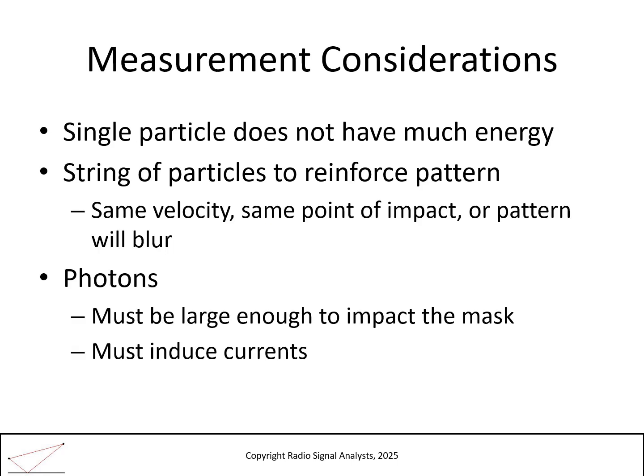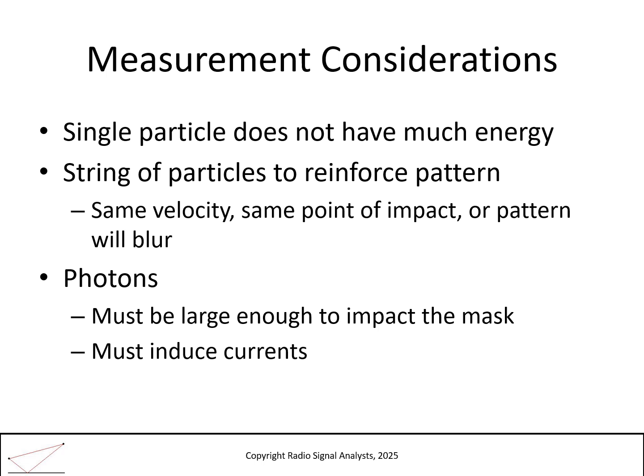A single particle does not have much energy, so measurement of the interference pattern in the presence of noise can be very difficult. It may be necessary to repeat the experiment to pull an average signal up out of the noise. A string of particles, all having the same velocity and point of impact, would improve the signal to noise so that the pattern becomes measurable.